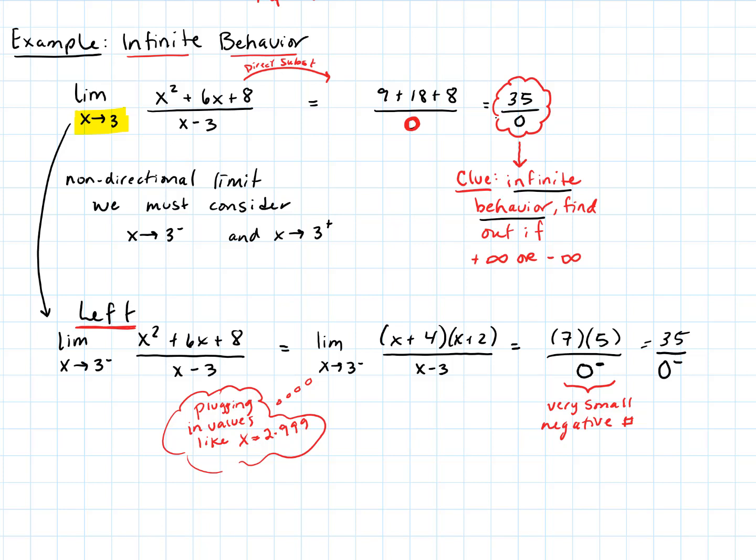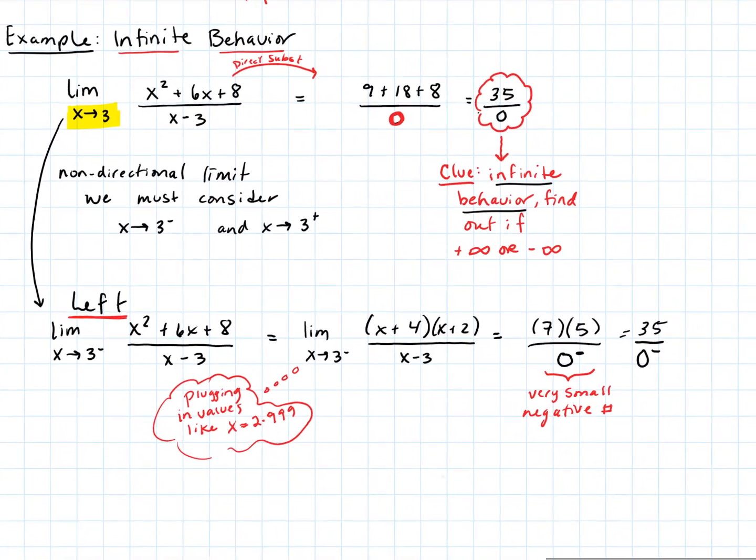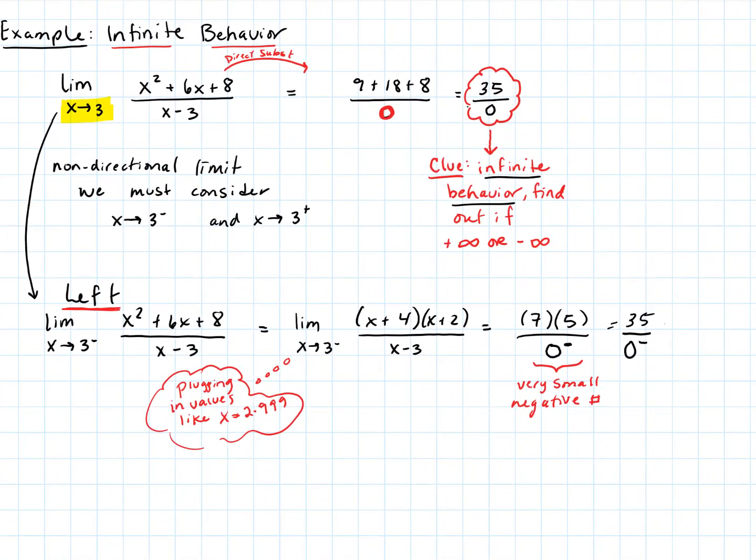It is negative. So when I take 35 and divide by this very, very tiny negative number, this function to the left of 3 is going to be approaching negative infinity. The magnitude of this division is going to be getting very, very large, and because the sign is negative, it decreases without bound. So we classify that as negative infinity. Notice that we have negative infinity from the left. This was our left-hand computation.